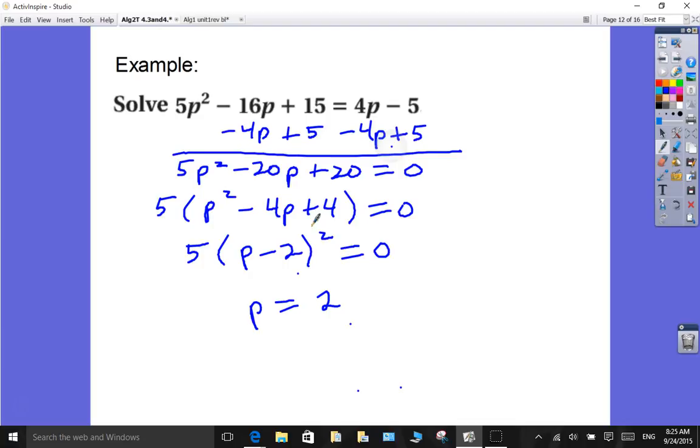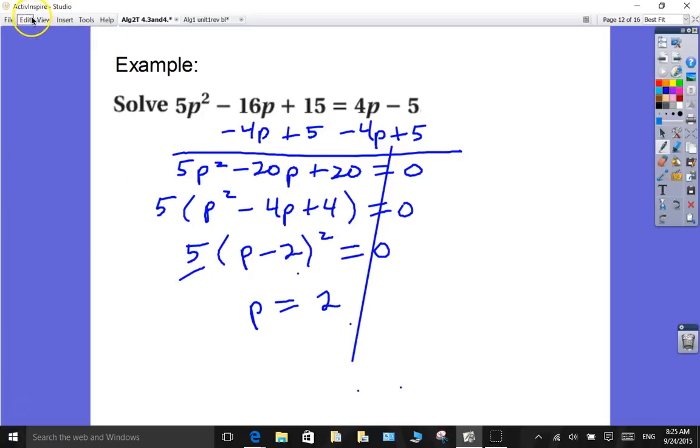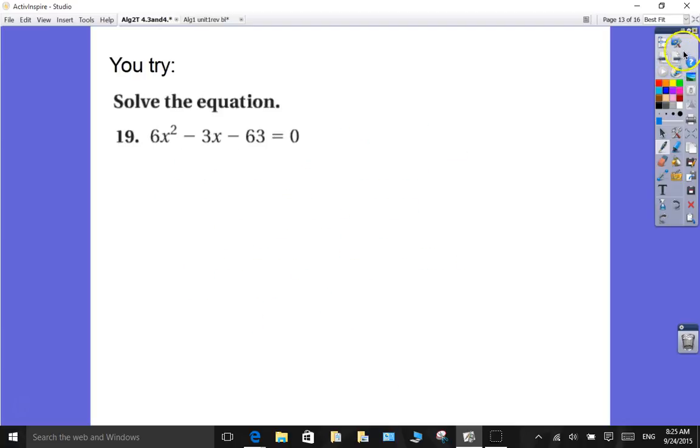And so in any case, you could have just divided it out. You could have just divided it out and been done with it, because 0 over 5 is 0 anyways. So p equals 2. So here's your first try. Solve that.